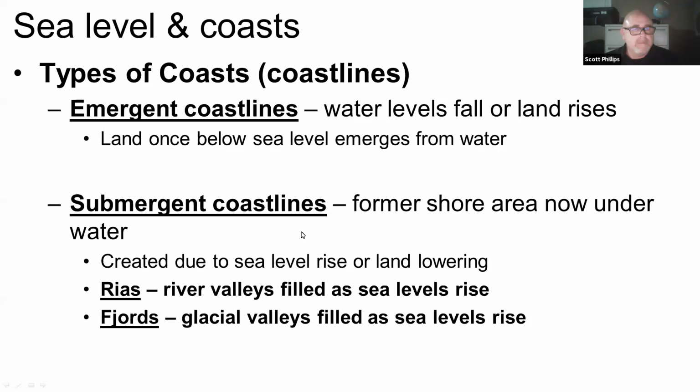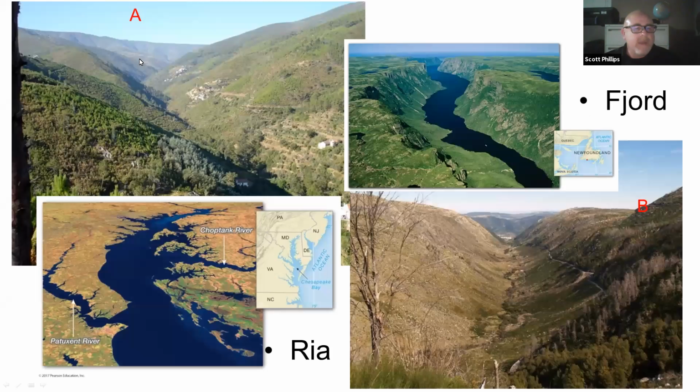So if you recall, we looked at A versus B in the past, where A is the V-shaped river valley and B is the U-shaped glacial valley. And if you were to flood them both, you would have two different features. You would have a ria, which is a flooded river valley, V-shaped valley, or if you flood this glacial valley, that would be called a fjord. It's a Norwegian term because Norway has a whole bunch of these things.